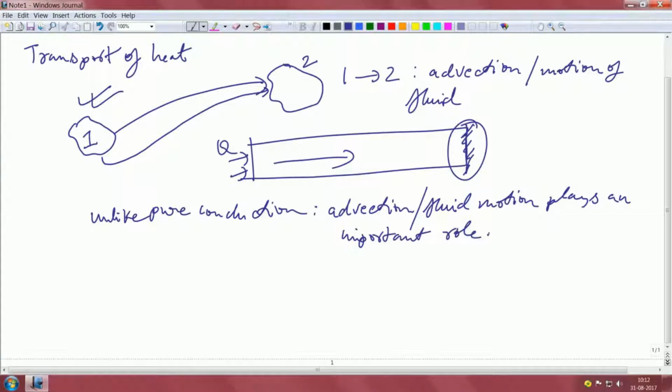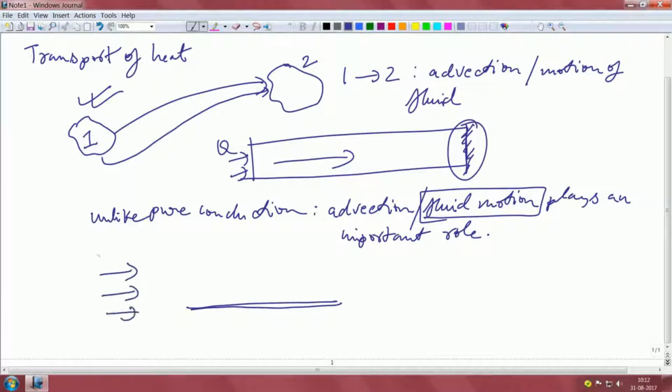If you look at it from the scheme of things, whenever there is fluid motion, that means a lot of fluid dynamics will be involved, because first you have to know the fluid dynamics of the flow field, right. Let us take an example. Let us take this example of a flat plate, and there is a flow that is approaching the flat plate.